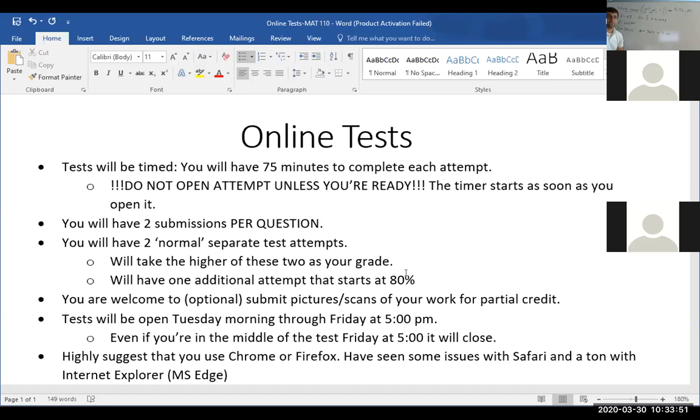Tests will be timed. You will have 75 minutes to complete each attempt. I'll go over that in a second. Do not open any attempt unless you are ready to take the exam right then and there. The timer of 75 minutes will start as soon as you open the test. So even if you open it, close it out, it doesn't matter. It's going to start the timer, and after 75 minutes, it will close.